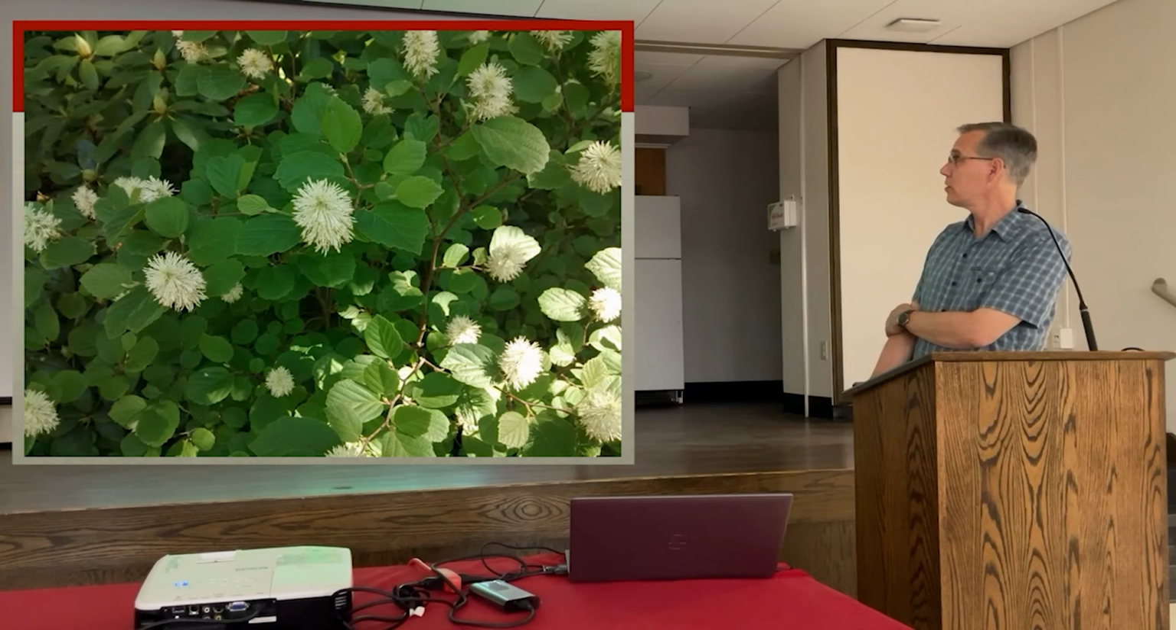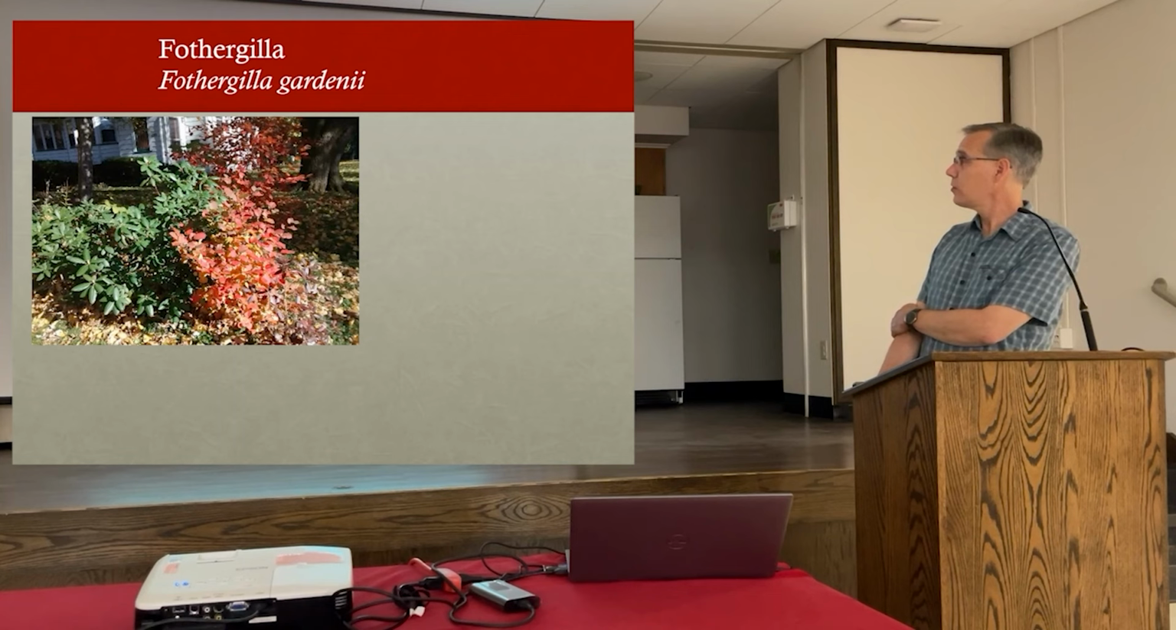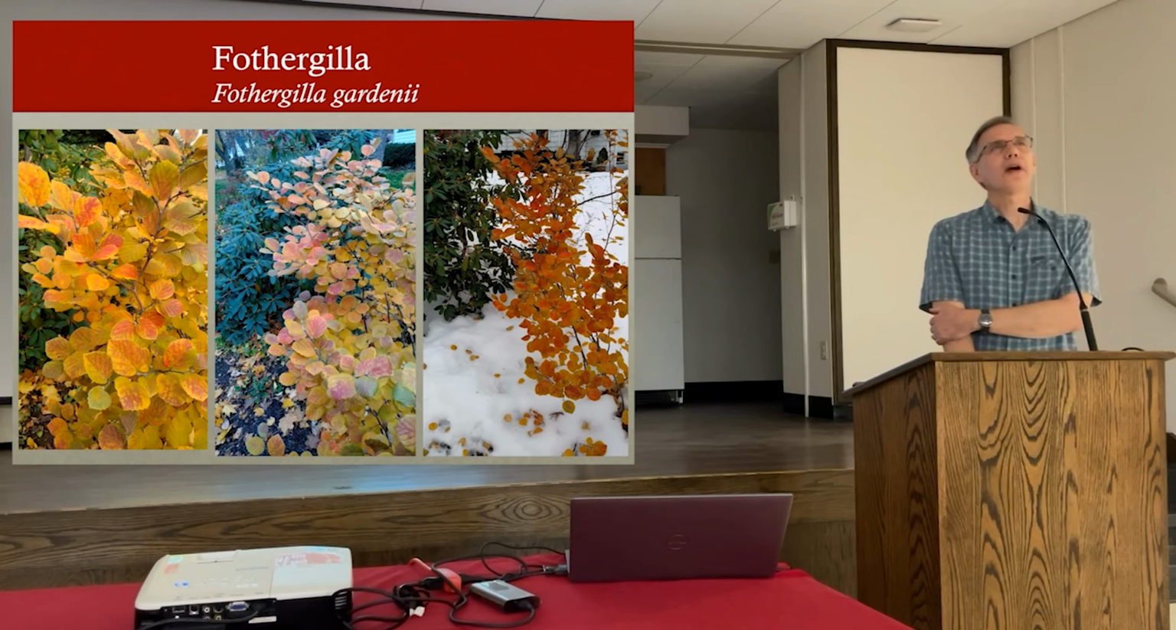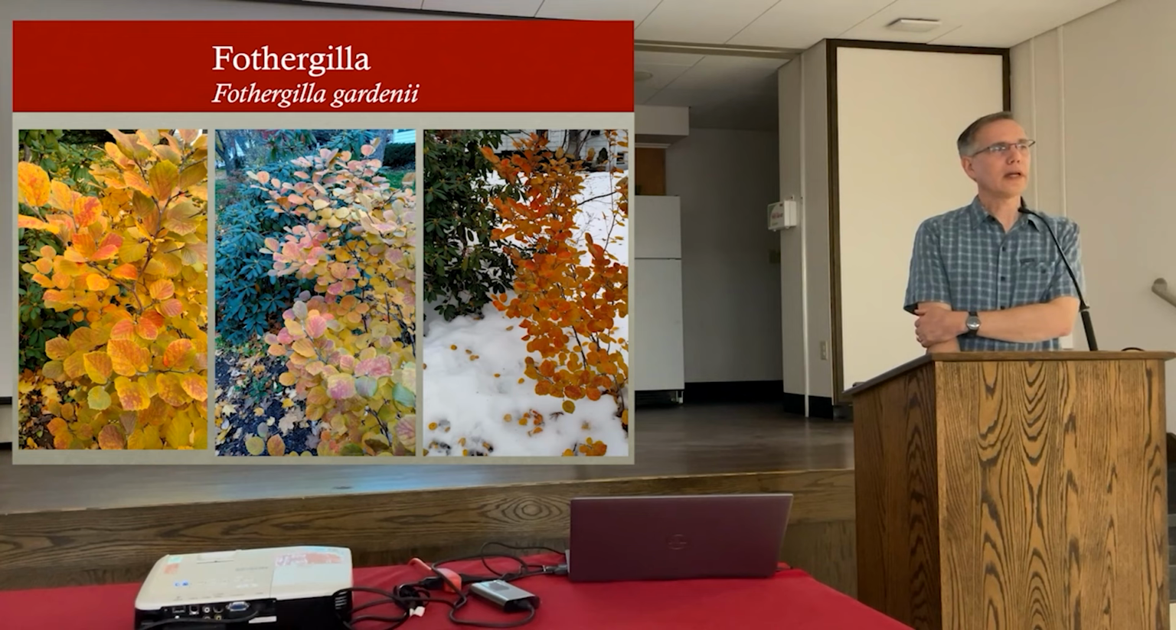There it is. This is actually my landscape. That shrub is bigger now. That was a few years ago, but really nice fall color. And every year, the color is a little bit different. Here it had more yellows in it that year. And that last picture was taken in mid-November. So Fothergilla is a good one. And there is a variety that's dwarf and has blue foliage on it, so it has a waxy bloom on the leaves.